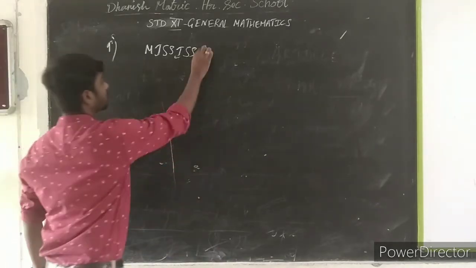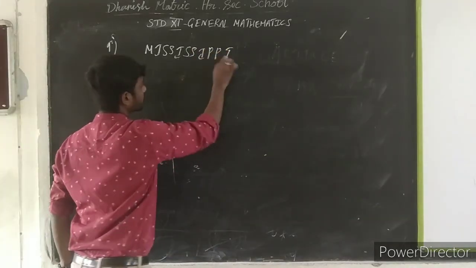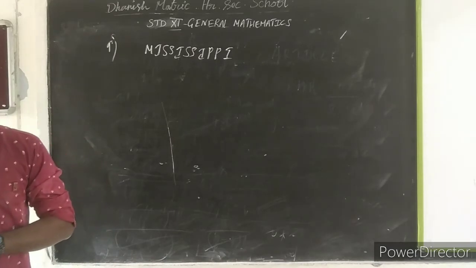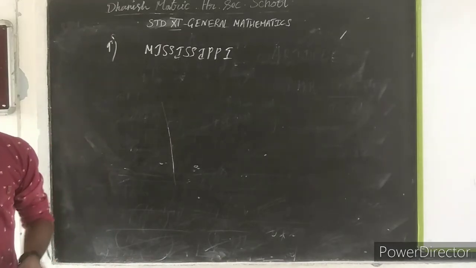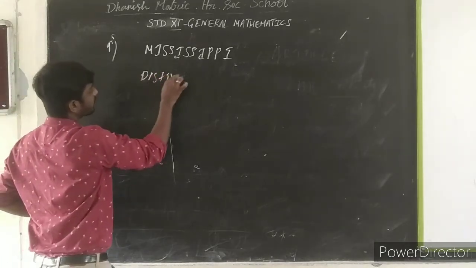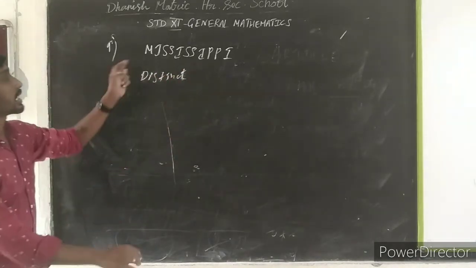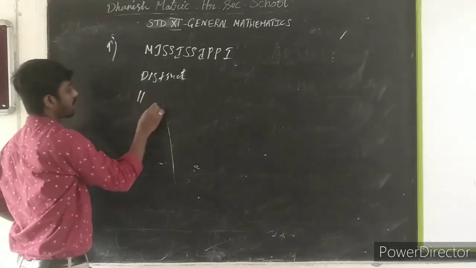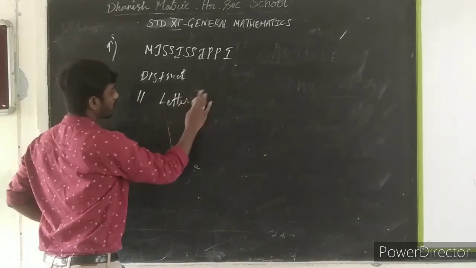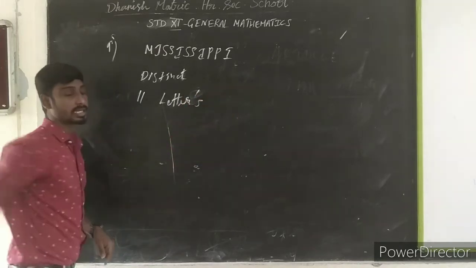Mississippi. So what is the question given here? Find the distinct permutations of the letters of the word. Distinct. So here is the total number of letters. How many letters here? The total number of letters is 11.